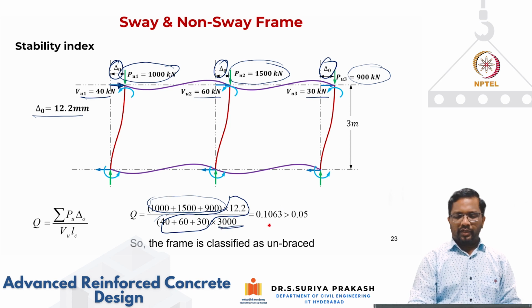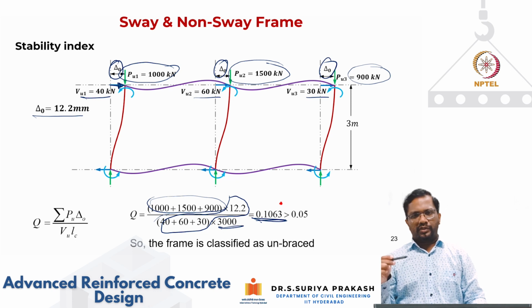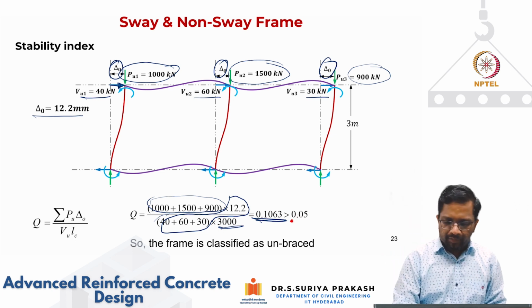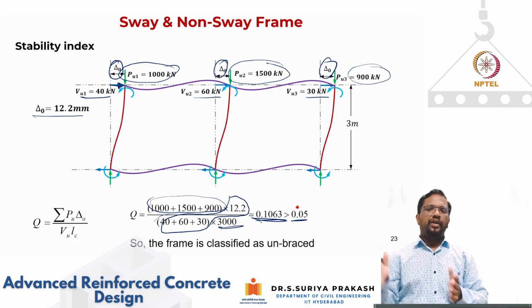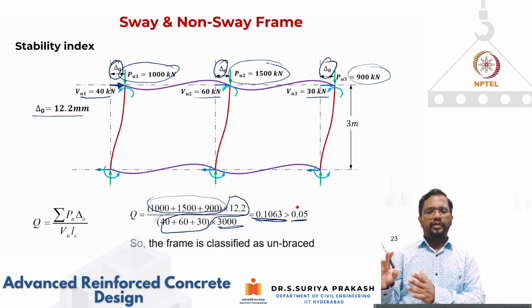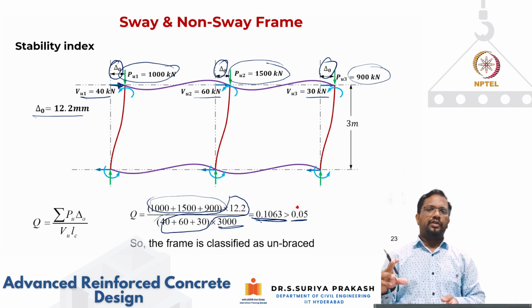When you do that, you find that the Q value for this case is 0.1063, which is larger than 0.05. So the frame is unbraced, or it is swaying. The amount of sway is quite significant. So you need to consider this frame as an unbraced frame.